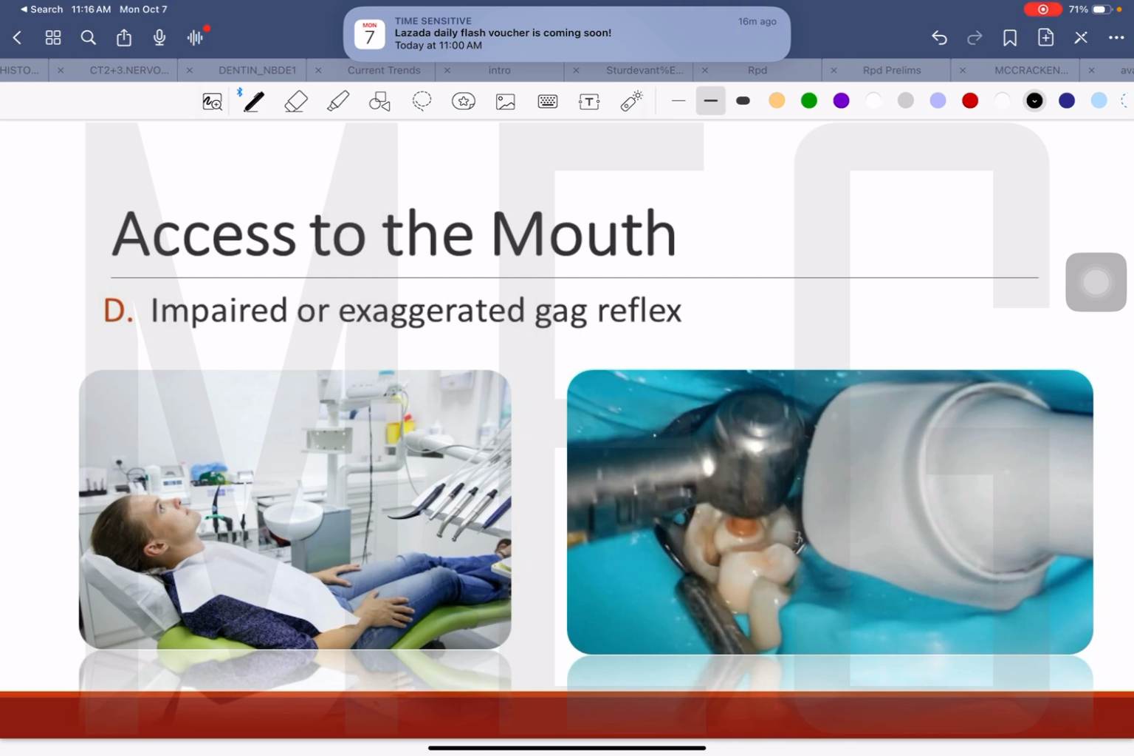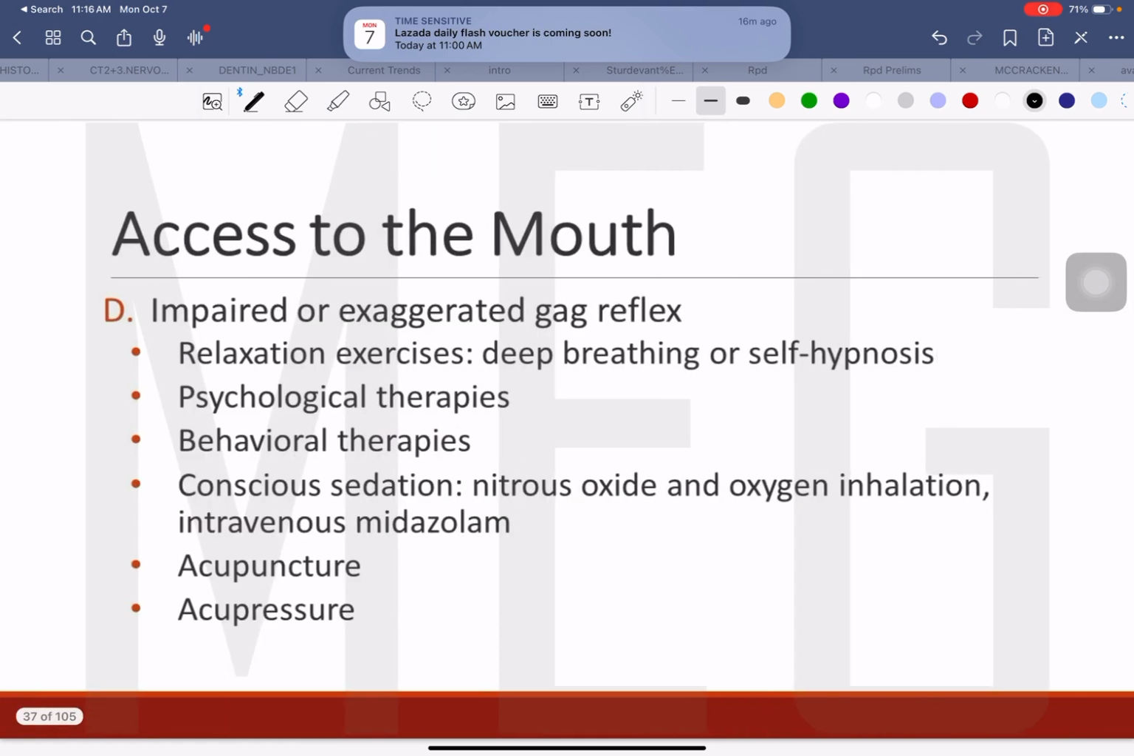Impaired or exaggerated gag reflex. People who have impaired gag reflex because of either dysphagia or other neurological conditions may need to be treated in a semi-upright or sitting position. Okay? They are not to be treated in a lying position.